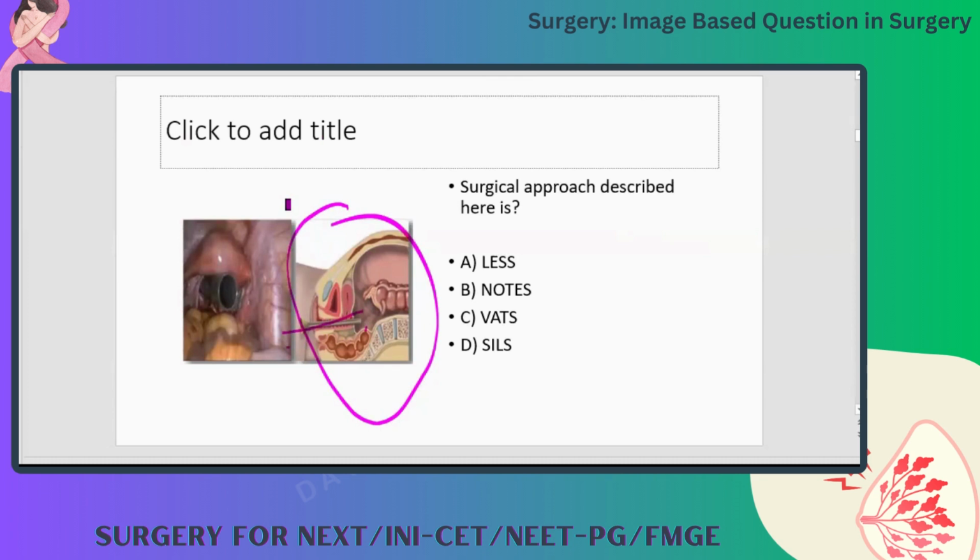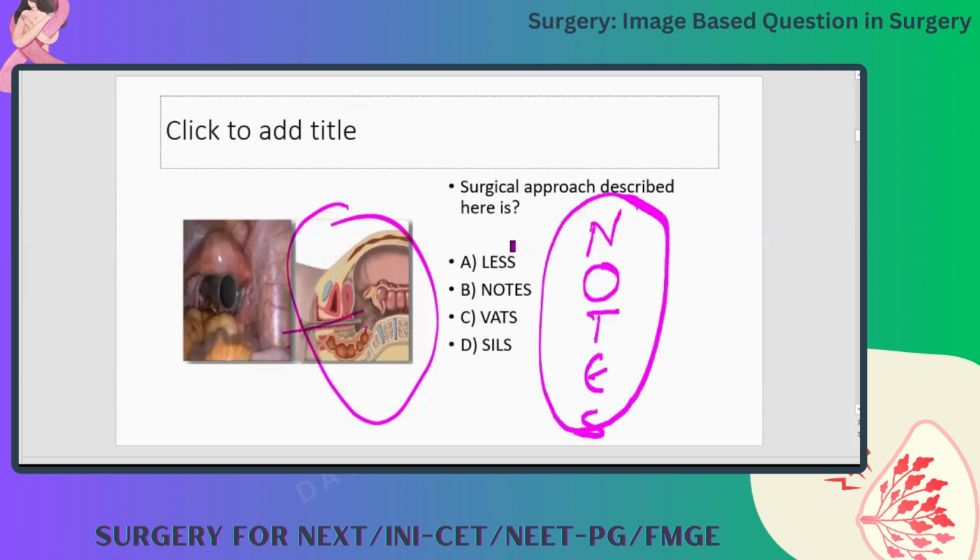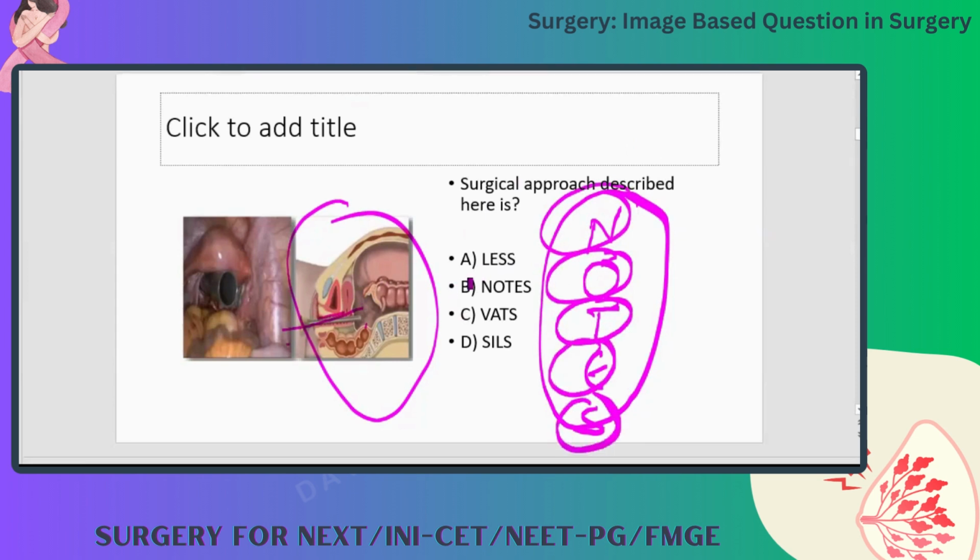No, it is okay. You are seeing this for the first time. Just remember it is known as NOTES, natural orifice transluminal endoscopic surgery. We use the natural orifices only. What are the various natural orifices we use? One is vagina, oral cavity, rectum. Only three. In females, we can use vagina. In males, only oral cavity and rectum. These are the natural orifices.